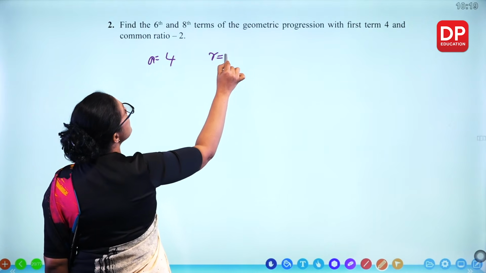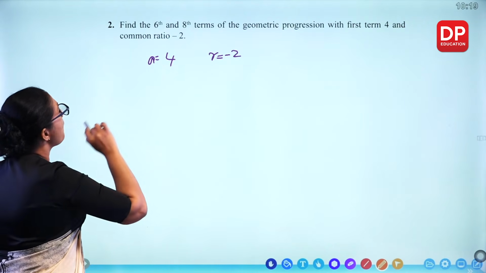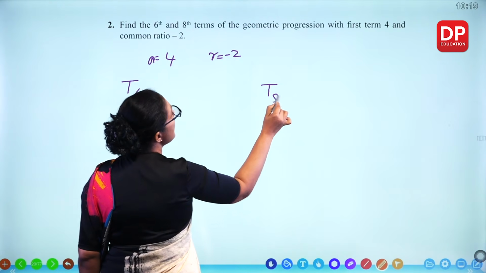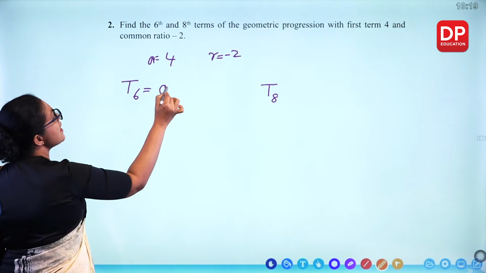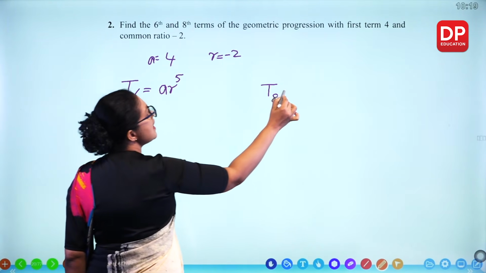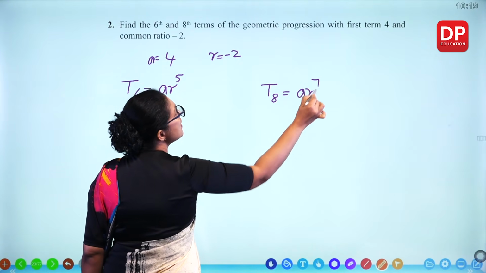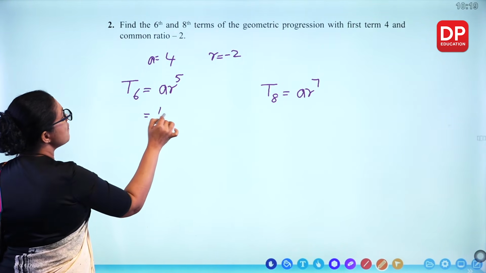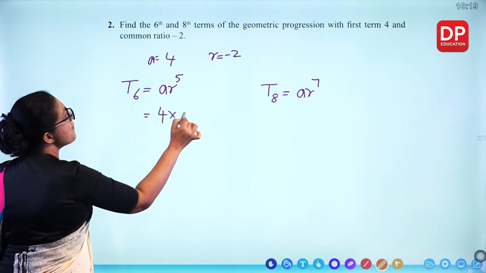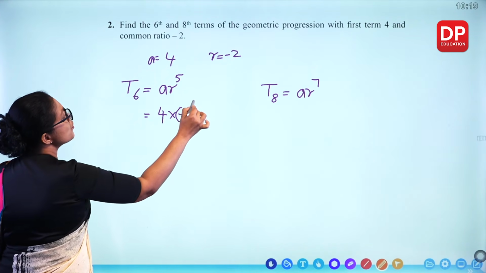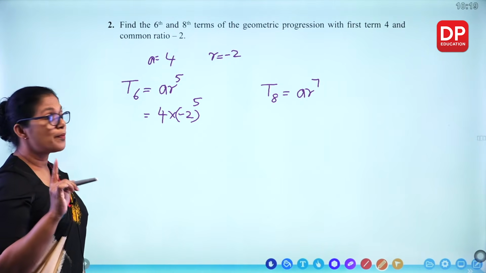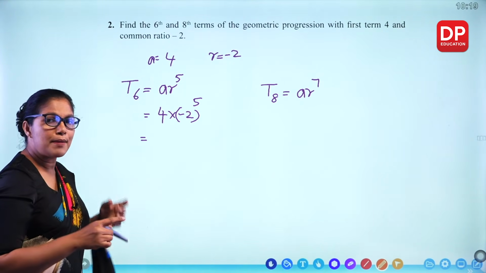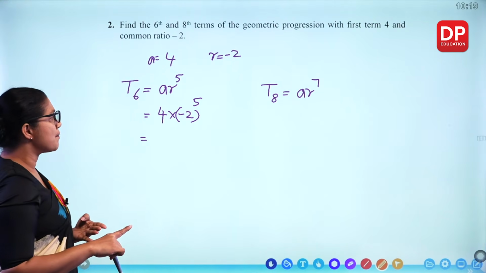Question number 2. Find the sixth and eighth terms of the geometric progression with first term is 4 and common ratio is minus 2. T6 and T8. T6 is AR to the power 5. T8 is AR to the power 7. 8 minus 1. Now apply the values. 4 times minus 2 to the power 5. Make sure that you put brackets. Minus 2 to the power 5 means minus 2 5 times.